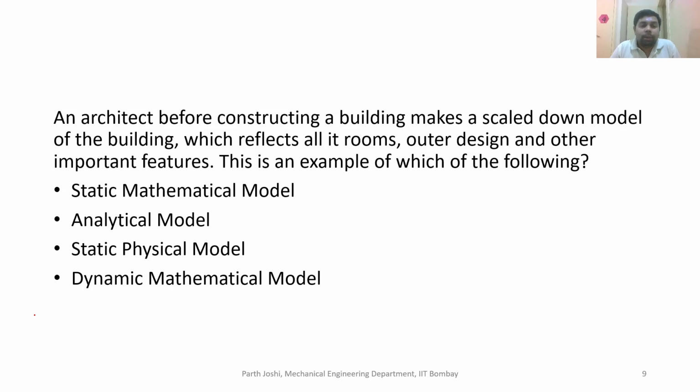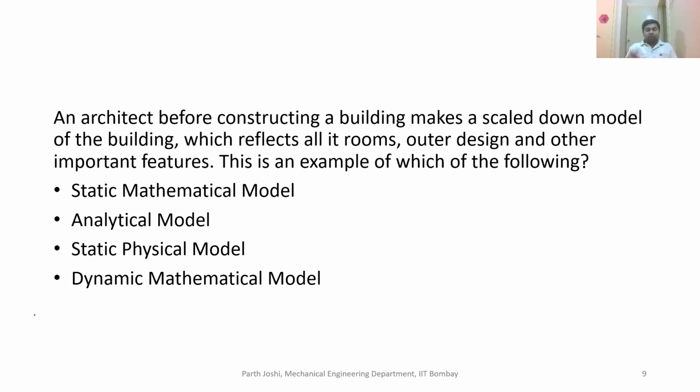The next question is, an architect before constructing a building makes a scaled down model of the building which reflects all the rooms and outer design and all these features. So what kind of a model is this? Is it a static physical model? Yes, you're right. So it's a static physical model.